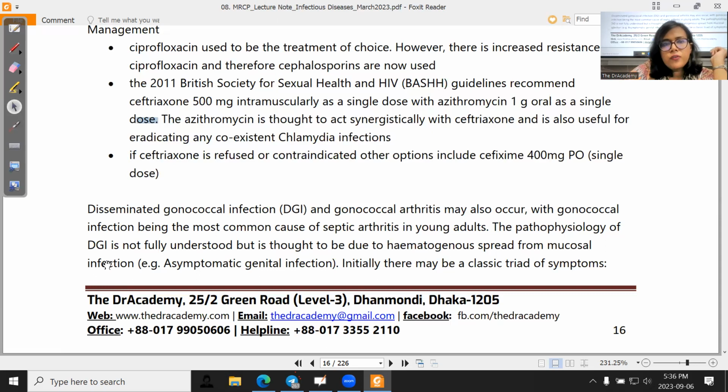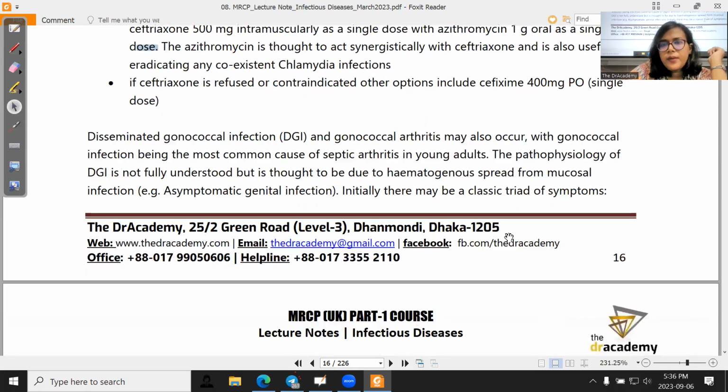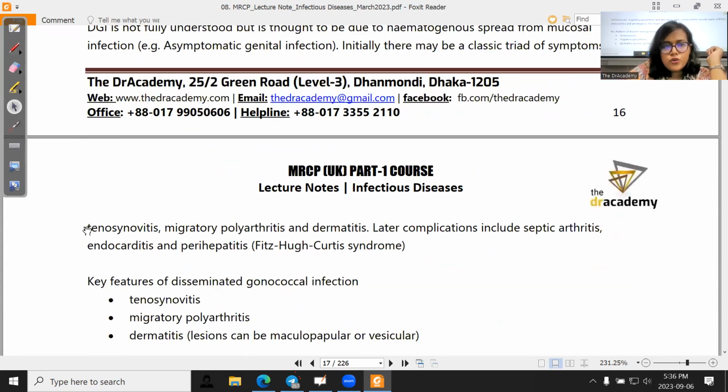The pathophysiology of disseminated gonococcal infection is not fully understood, but it is thought to be due to hematogenous spread from the mucosal infection. Initially, there may be a triad of symptoms. You should remember this: tenosynovitis, migratory polyarthritis, and dermatitis. So there is inflammation of the synovium, that is tenosynovitis, migratory polyarthritis, and dermatitis. Keratoderma blenorrhagicum.